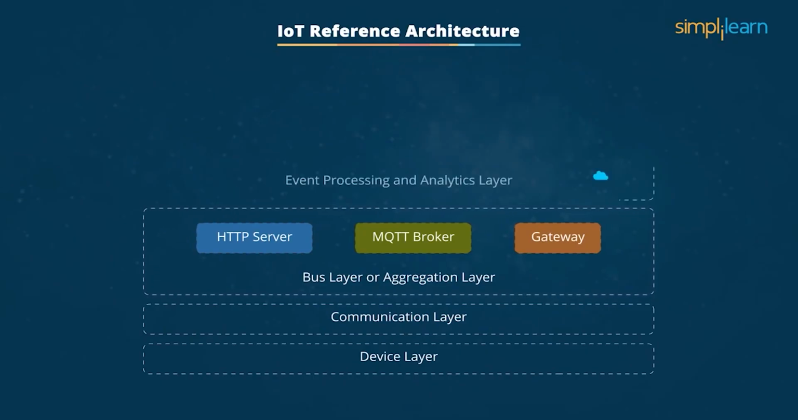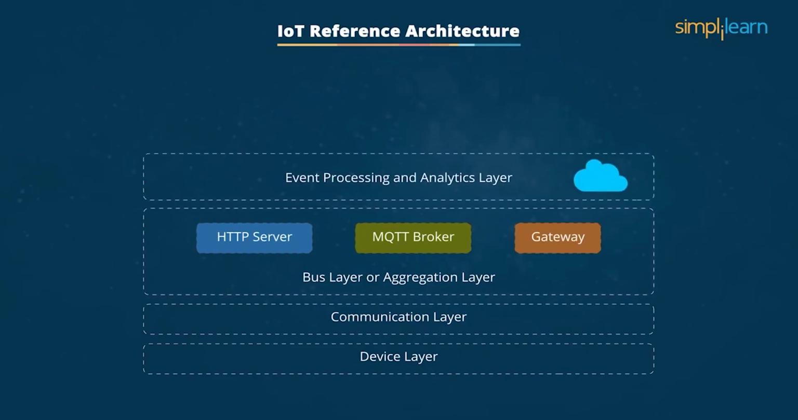The next layer is the event processing and analytics layer, which drives data and provides transformation to the data generated. It provides the ability to do event processing. The data is stored in the database.